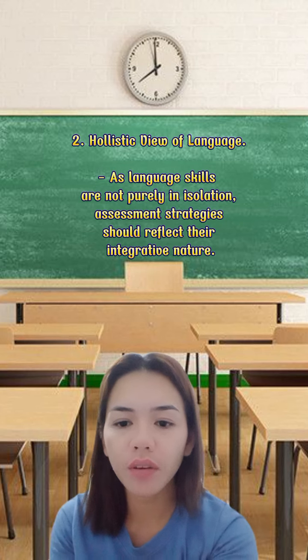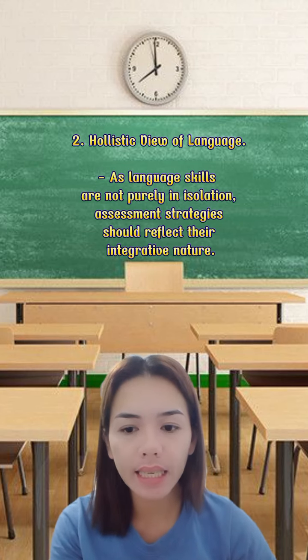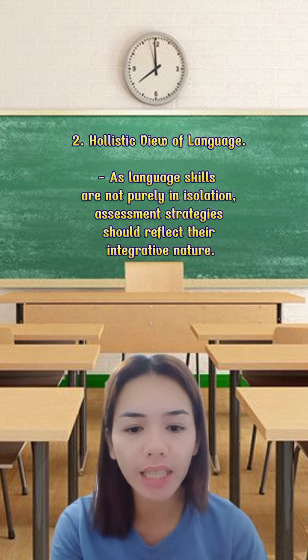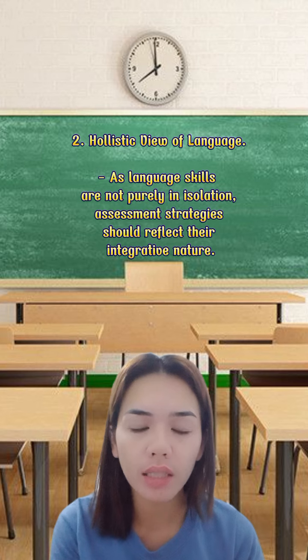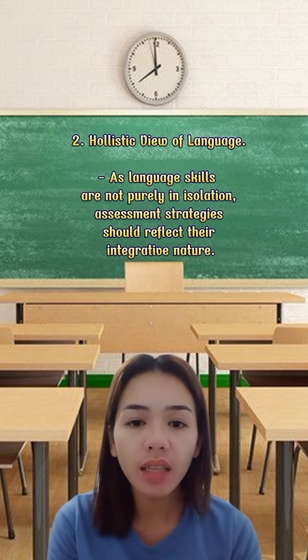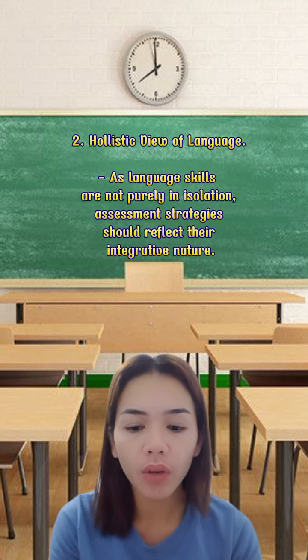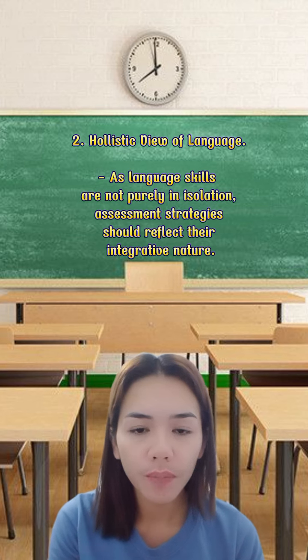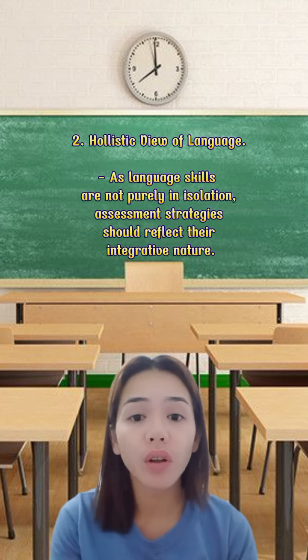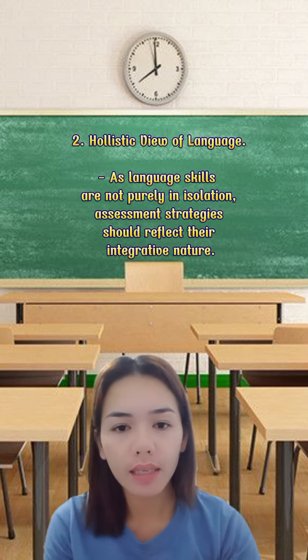Number 2 is holistic view of language. As language skills, listening, speaking, reading, and writing are not purely in isolation, assessment strategies should reflect their integrative nature. These approaches should also take into consideration the holistic nature of the learners as well as their academic, social, and physical context. So, example activities in holistic view of language are a reflection on how important the English language is to the students, and their point of view on certain topics, kumbaga overall idea sa isa ka lesson.